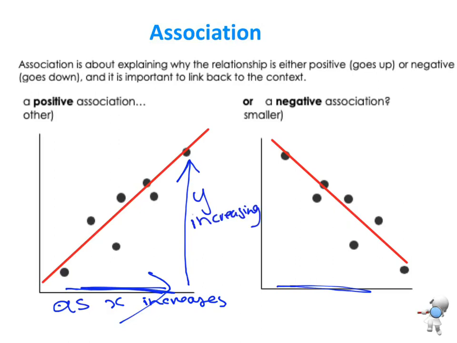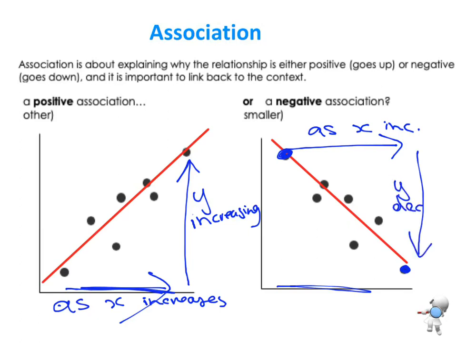Whereas for a negative association, if I'm going from, say, this data value to this data value, as my x increases, the y variable is decreasing. Okay, so that's the justification we always want to talk about. As x increases, is the y variable increasing or decreasing? So is it a positive or a negative relationship?